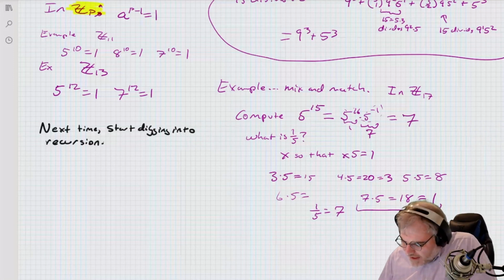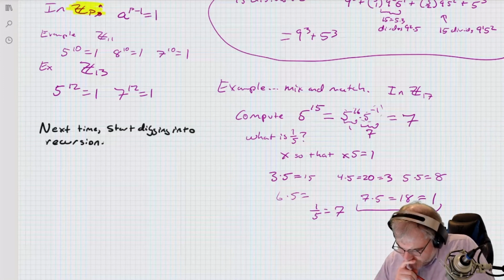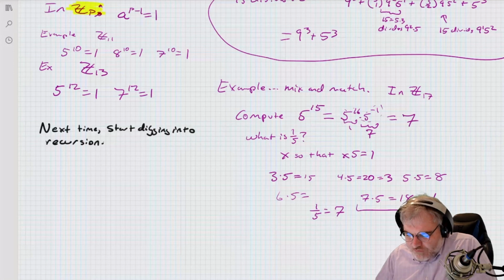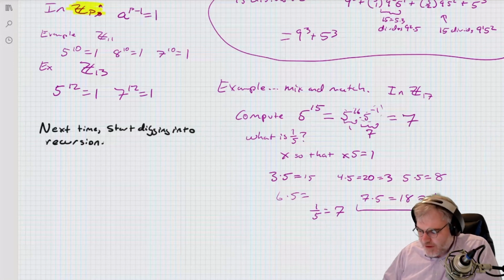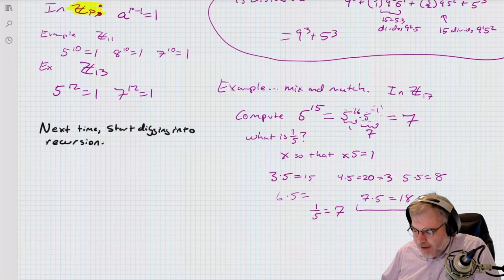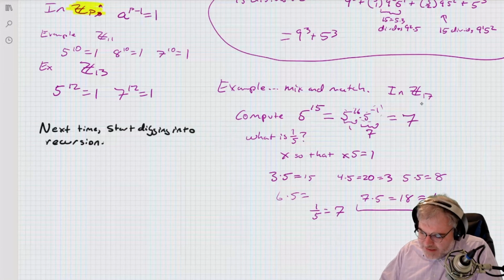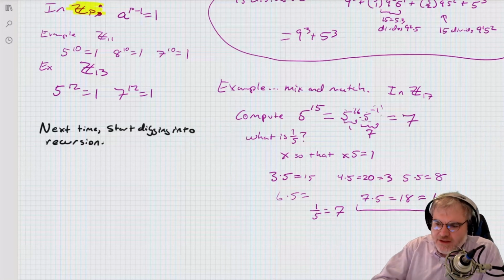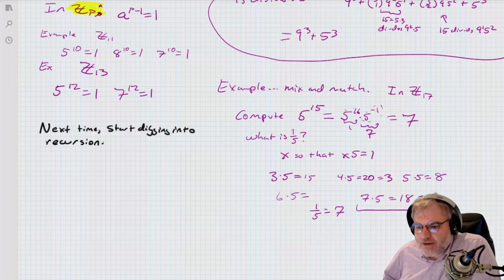Yeah. So 5 to the negative 1 was 1/5. Right, because if you think about it, 5 to the 15th equals 5 to the 16th times 1/5. So if I could figure out what 1/5 is, I could solve that problem without having to keep multiplying and multiplying and multiplying. Because I know that 17 is prime, I can make 5 to the 15th be 5 to the 16th times 5 to the negative 1. Any other questions?